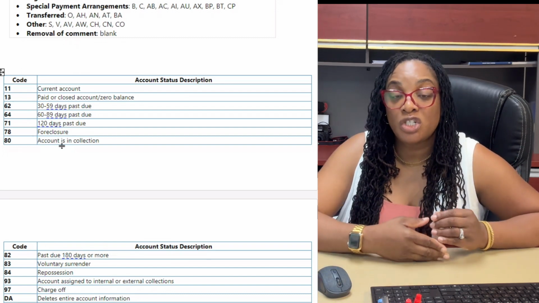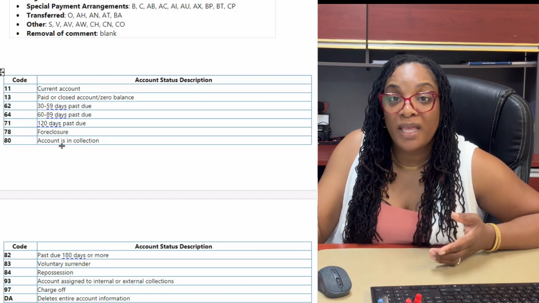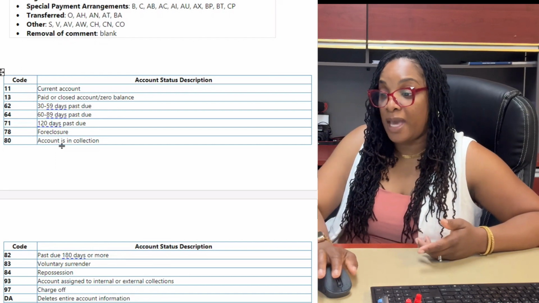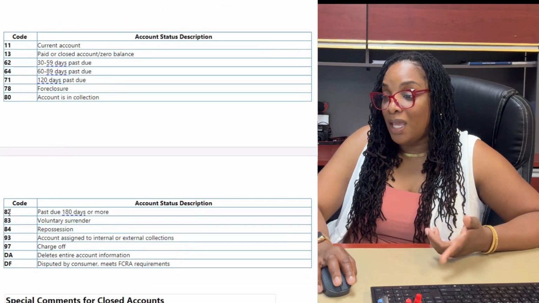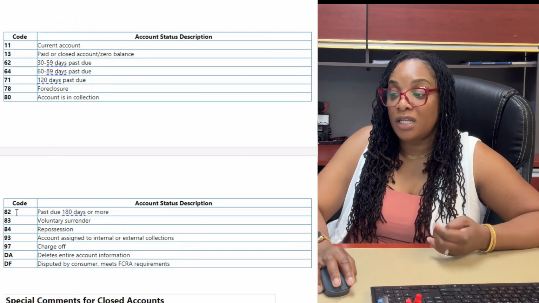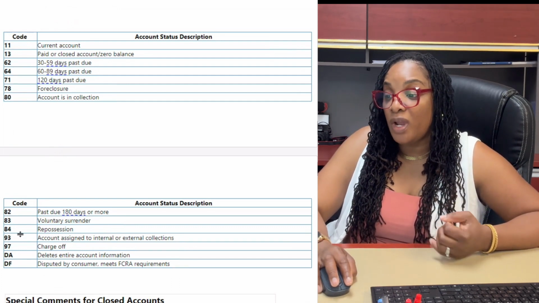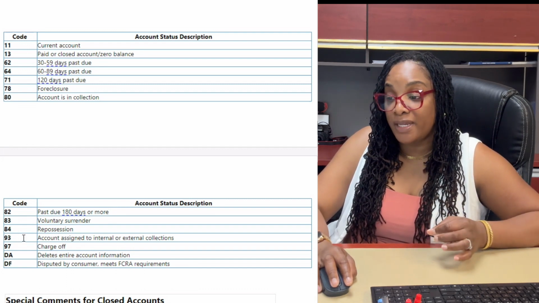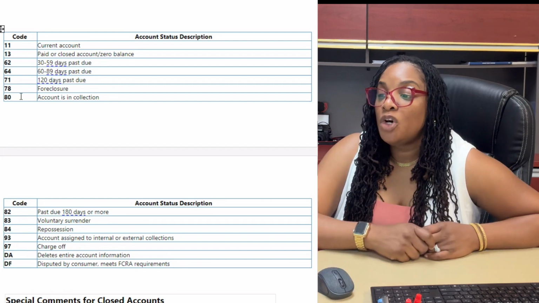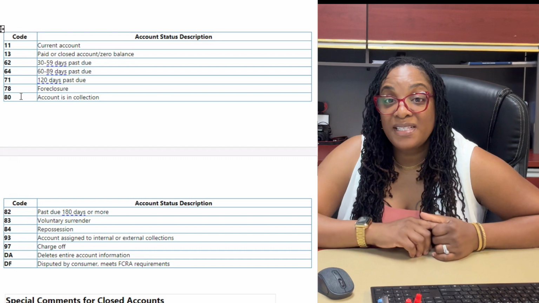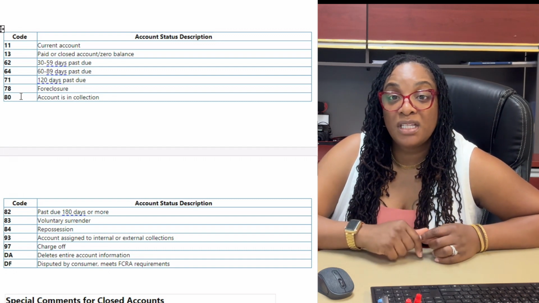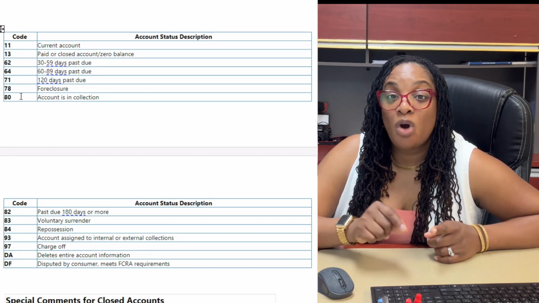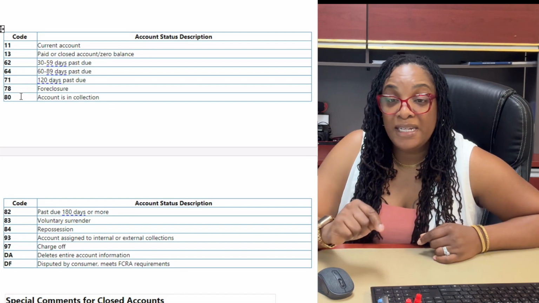That means the account has been charged off, or the debt has been sold or handed over to a collection agency to recoup the debt that is owed. Then you'll see that code. Past due 180 days or more, you will see code 82. 83, voluntary surrender. 84, repossession. 93, account assigned to internal or external collections. 97, code 80, account is in collections. That means they're probably about to charge your account off, because they're trying to collect from you and not getting anything.